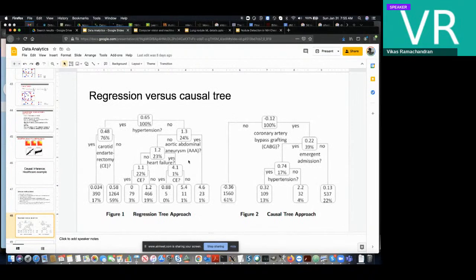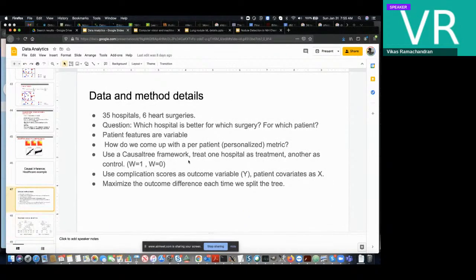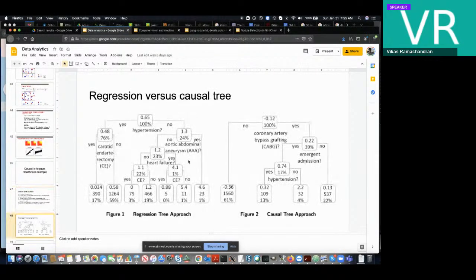This is some of the analysis we did using heart patient data. Data was collected from 35 hospitals and 6 surgeries. The question is, which hospital is better for which surgery? Of course, there is no generic answer, so we need to identify patient subgroups for whom that answer makes sense. All the important patient, doctor, and hospital features were selected, and the treatment, or intervention, is one hospital versus the other. The outcomes are patient surveys collected a few days after surgery. We are comparing regression trees on the left versus causal tree on the right.